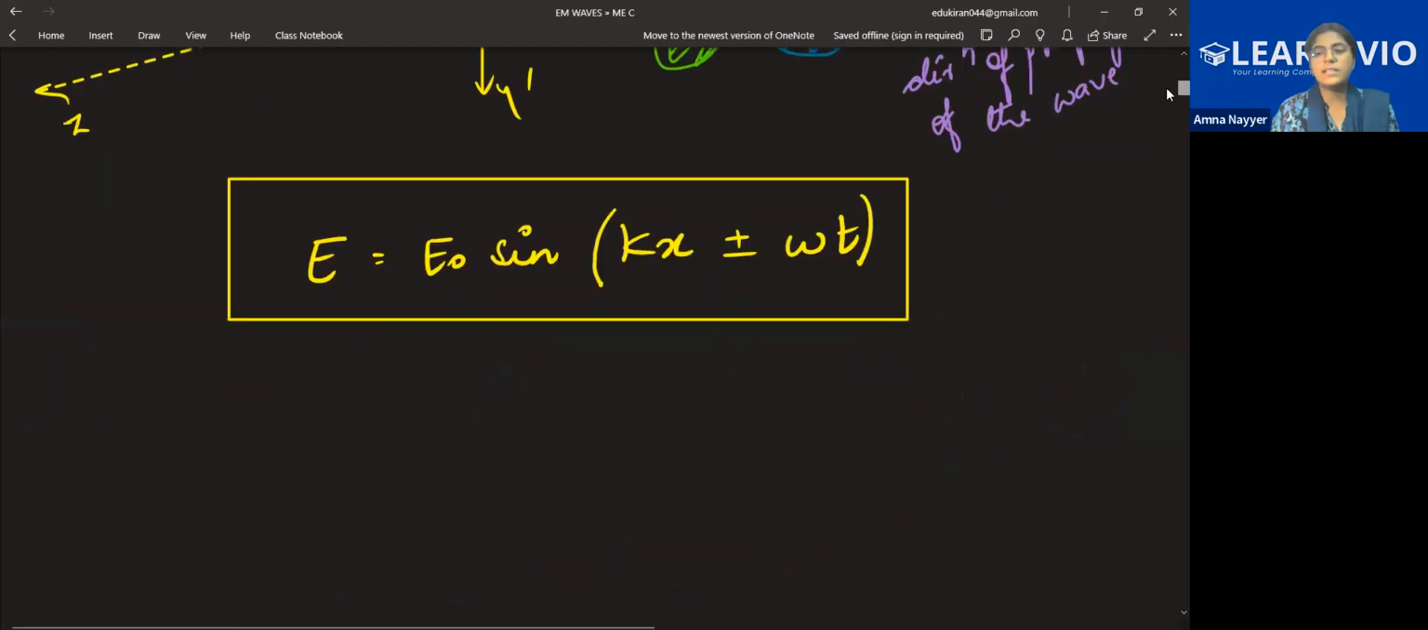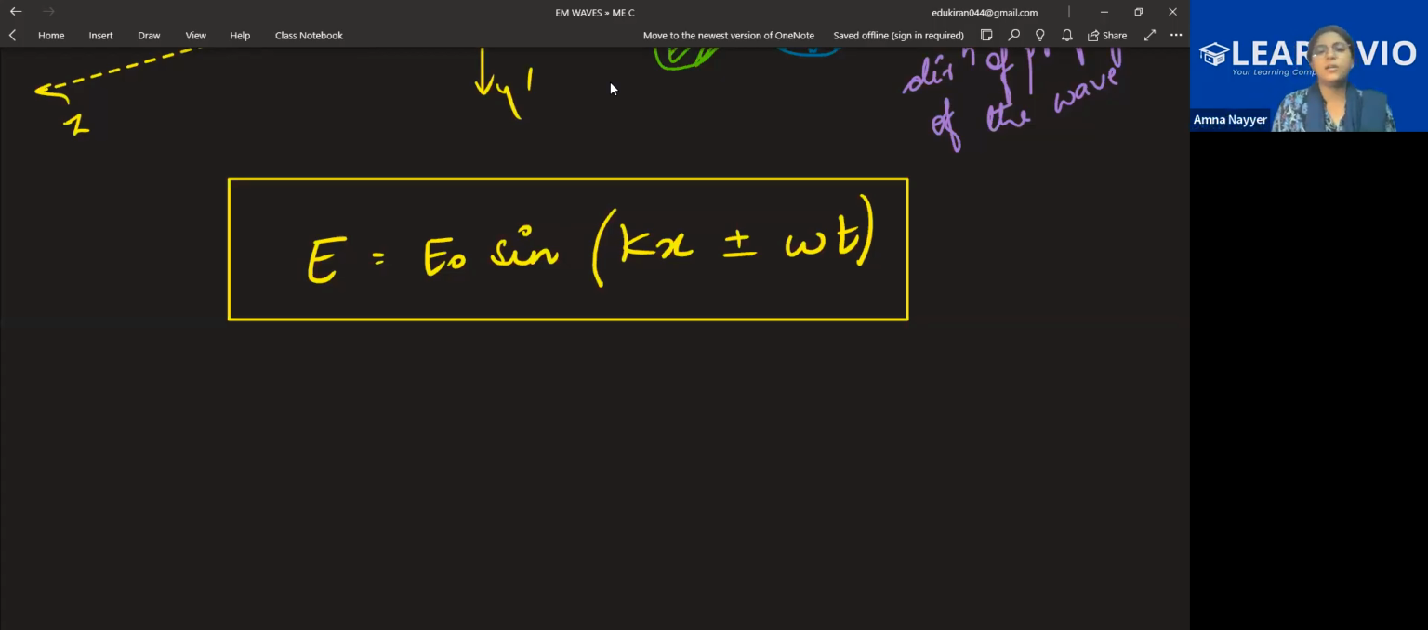Now, this is the equation that we have. We'll be using this equation the whole time for the electric wave and the magnetic wave, both of the waves. There is no need for any derivation, but you have to understand the meaning of each and every quantity present here. So let's go one by one.